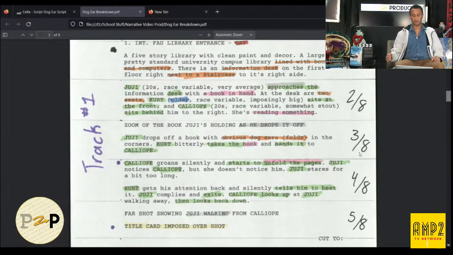Juju drops off a book with obvious dog ears in the corners. Kurt Bitterly takes the book, enhance it to Calliope. Boom, that's 7 to 8 seconds right there. Then the next 7, then the next 7, and they build up and build up and build up.